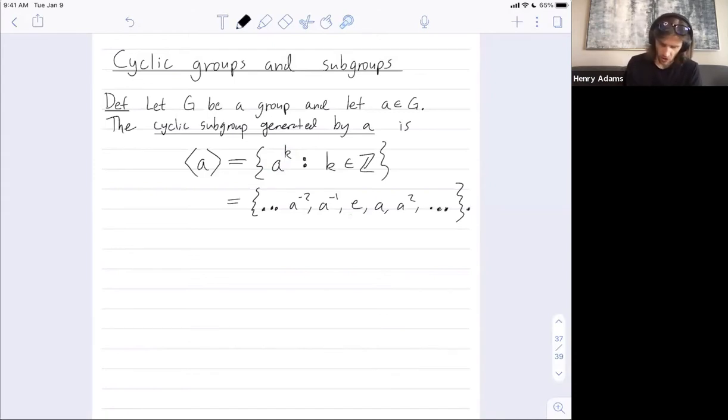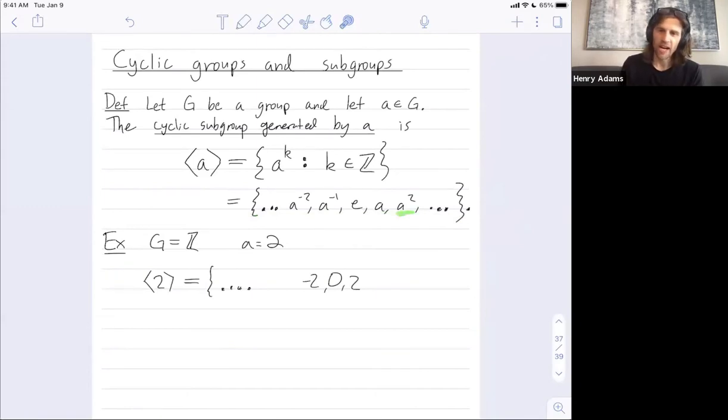All right, so let's do an example. Maybe we let G be the integers and let A be 2. So the cyclic subgroup generated by 2 is, I'm going to start with this. So we have the identity, which is 0. We have 2 combined with itself once, which is just 2. And we have the inverse of 2, which is negative 2.